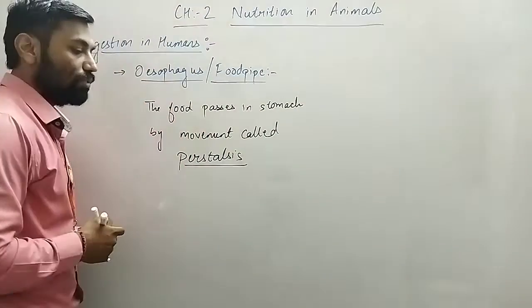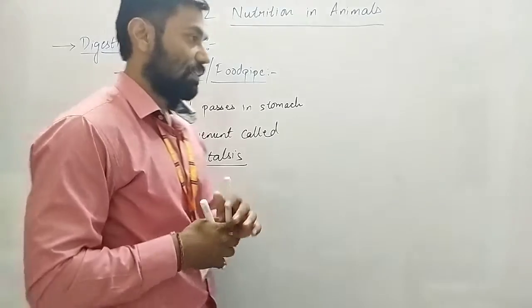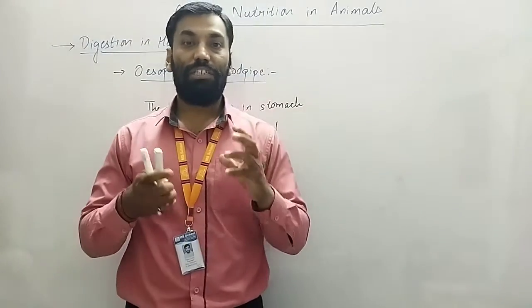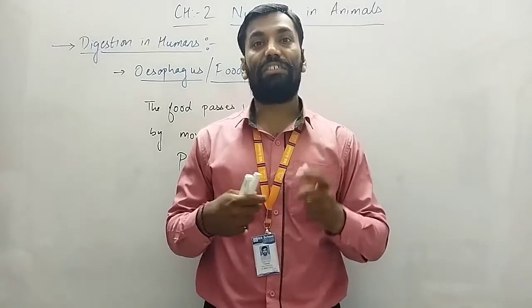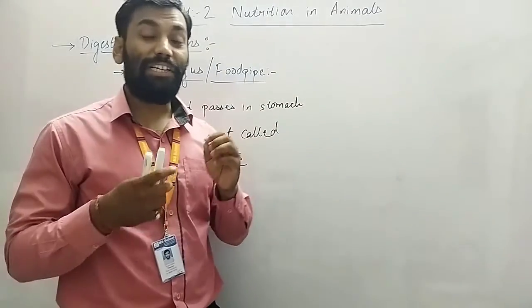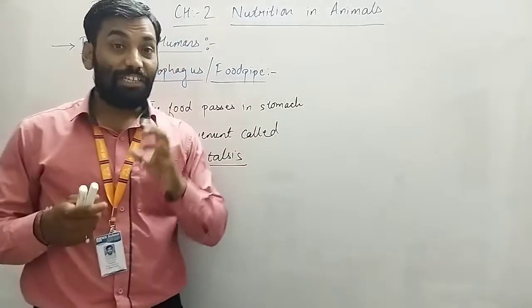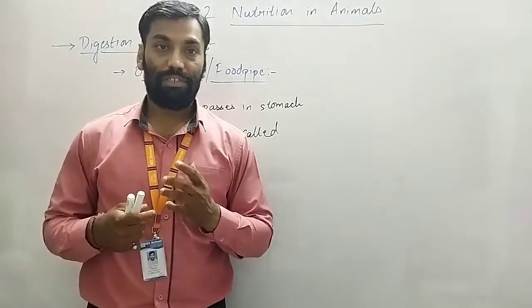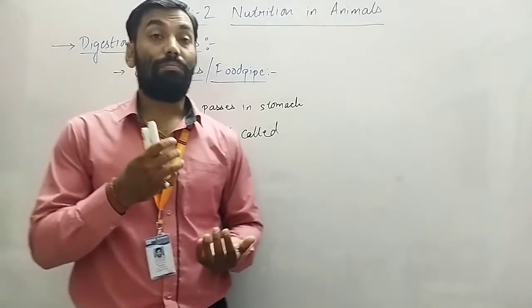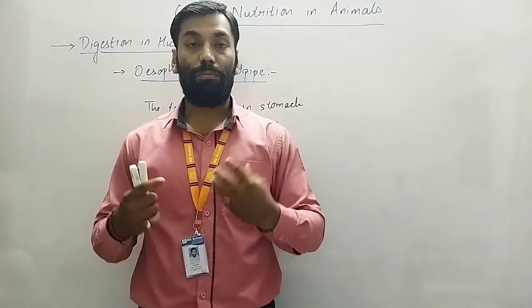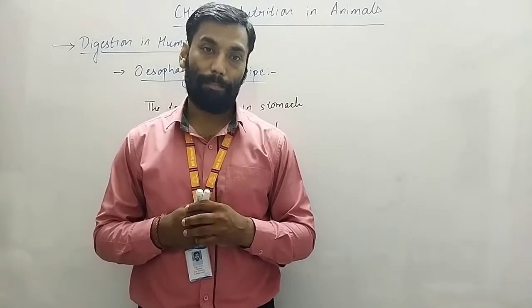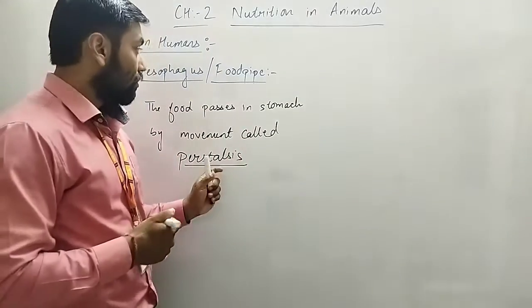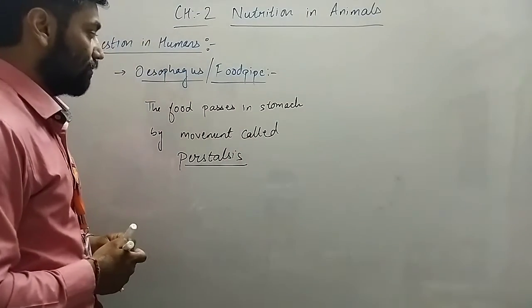Once the food reaches the stomach, sometimes certain food eaten by a person gives irritation in the stomach. That irritation causes vomiting, where the food moves in the opposite direction, and from the stomach it comes back to the mouth. So this was all about the esophagus.